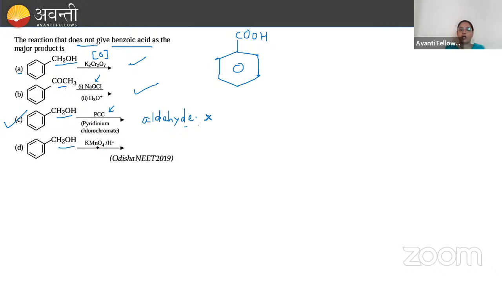Here also, alcohol undergoes oxidation with KMnO4. And you know, when KMnO4 reacts with alcohol, there is a formation of what here? Benzoic acid. There is no formation of any other compound. So that's why the correct answer is what? C. Right? Any doubt in this? Okay, so let's move on to the next problem.